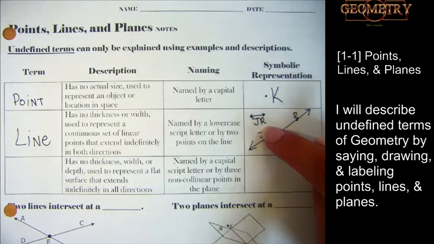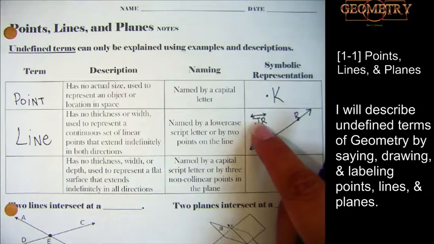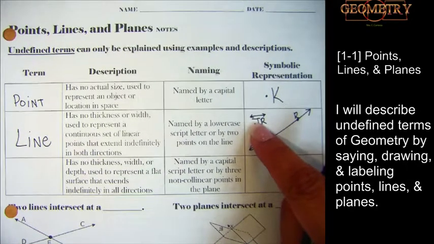You must have the capital letters, both of them. And you have to have the little symbol above them that looks like the line with both of the arrows. If you miss the little symbol or you miss the little arrows on the symbol, you're no longer talking about a line, and I can't give you credit if the answer was line.